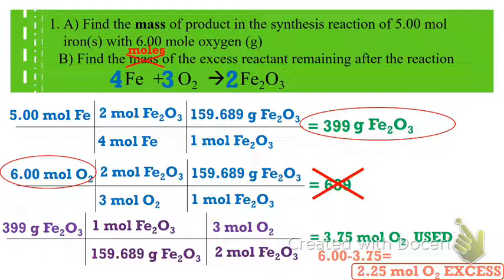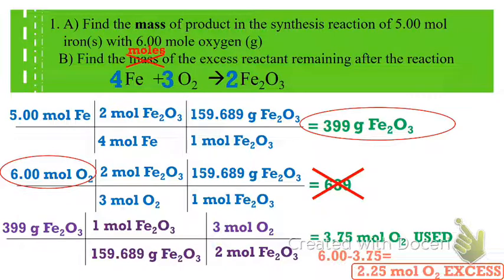So the gist here with being able to find how much excess we've got is to take the answer to that first part, use it as your given, and work to find how much of that excess reactant we are going to have used, and subtract to figure out how much excess is left over.